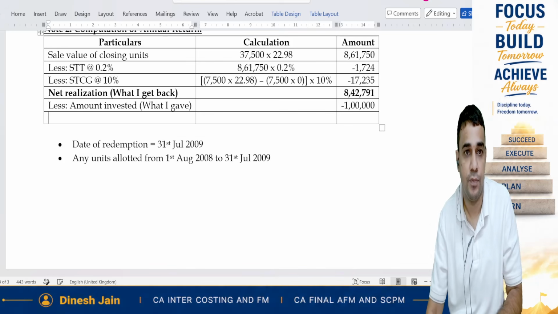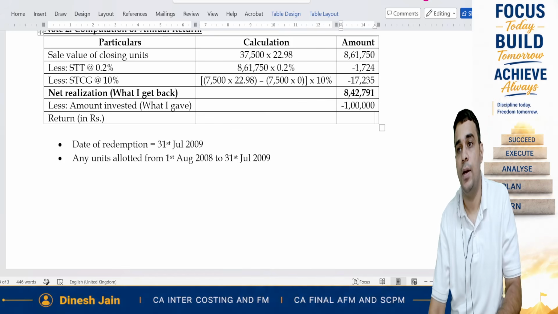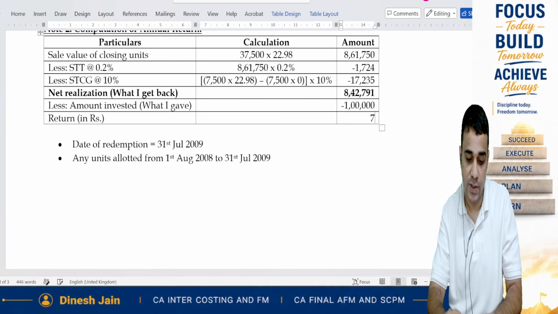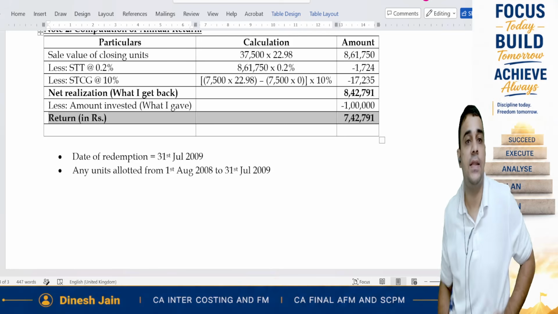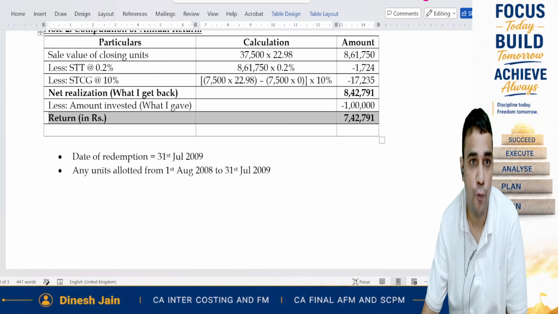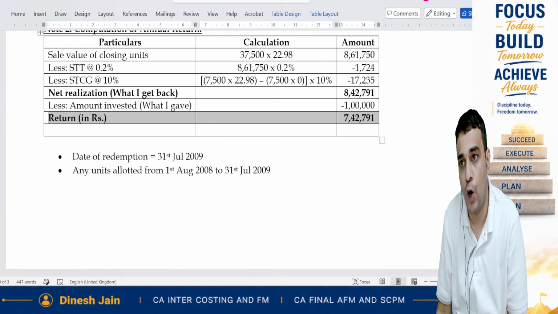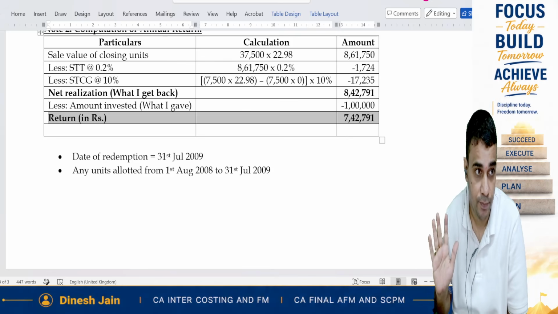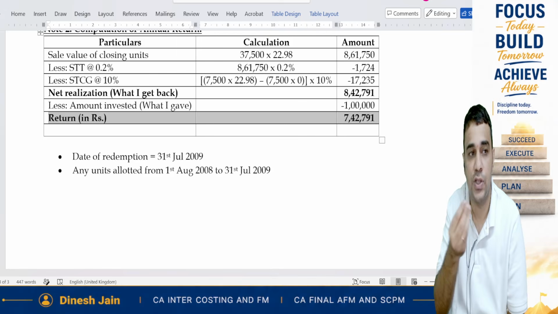Any doubts on this? Return in rupees. I earn how much? 7,42,791. This is the return I'm earning. Understood the calculation? But I don't understand what this number is. I need a percentage, which is what we finally do.